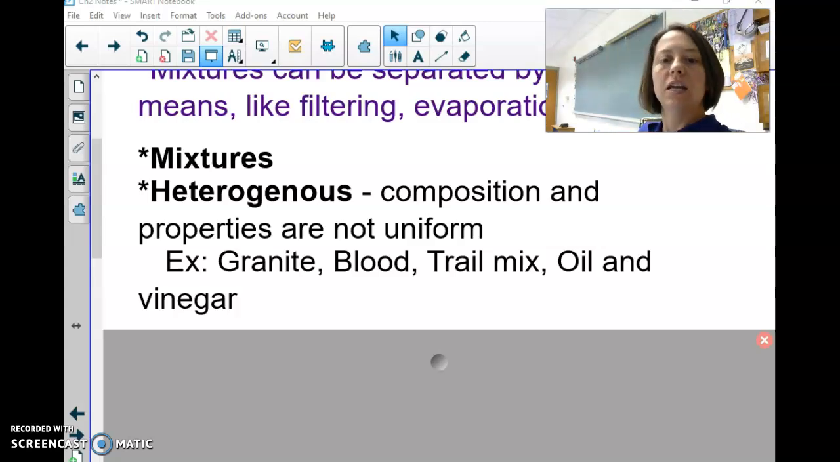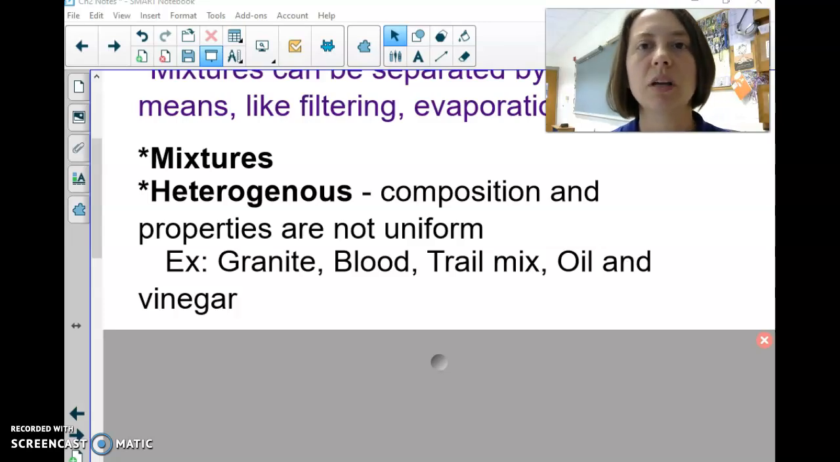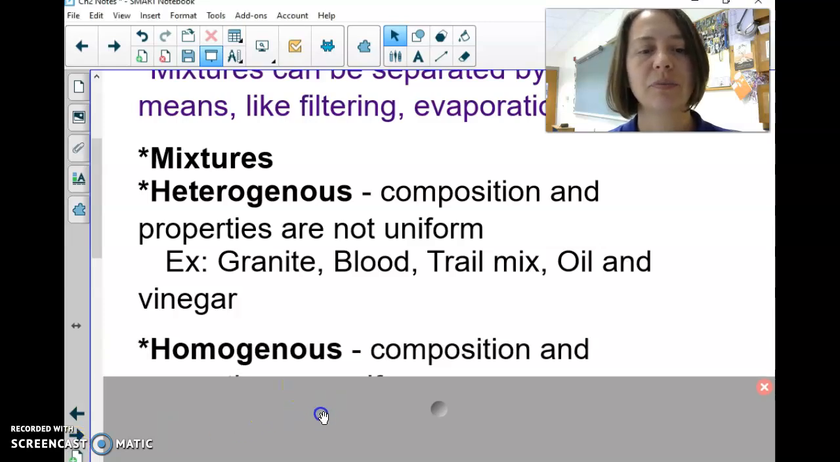So it has little pockets of different composition. Also, blood is not uniform. You have your plasma and your red blood cells and your white blood cells and your platelets. The same with trail mix. You've got your peanuts and your raisins and your M&Ms, and they are not all equal or the same. And then you have oil and vinegar, again not uniform. They will separate out.